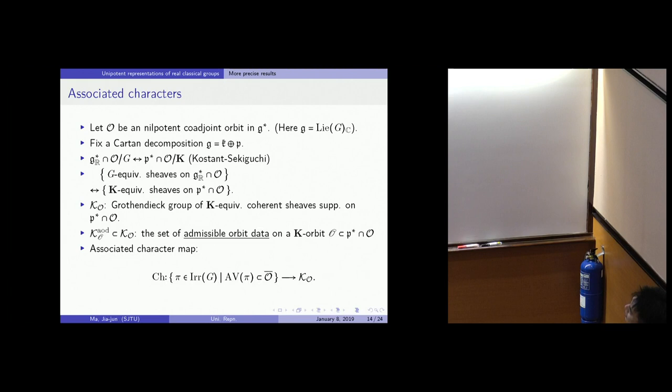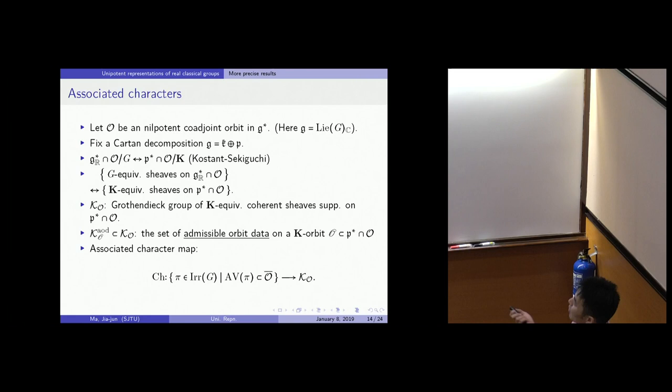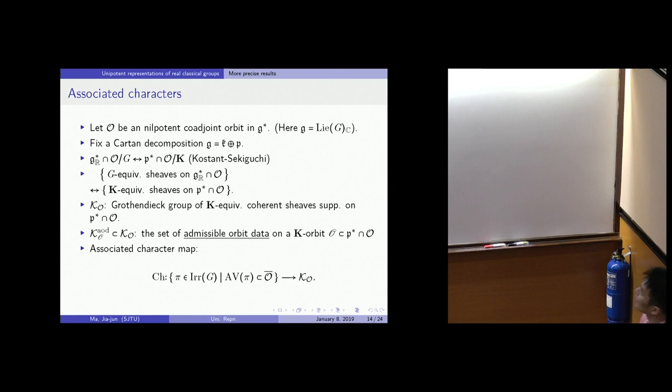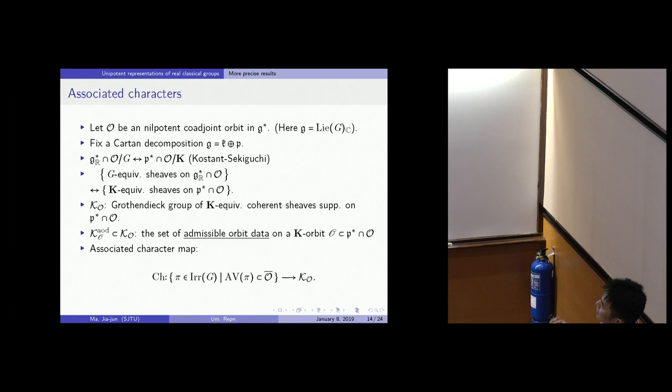Actually, it's just a fancy name. It's really just a linear integral combination of irreducible vector bundles on this set. And this p-star intersect O will be decomposed into finitely many K orbits, each of whose complexification will be the original orbit. And there's a special subset of these called the set of admissible orbit data. These are irreducible vector bundles on a single orbit inside this set, which satisfy a certain condition. The condition is more or less that the derivative of this vector bundle is the half density bundle.